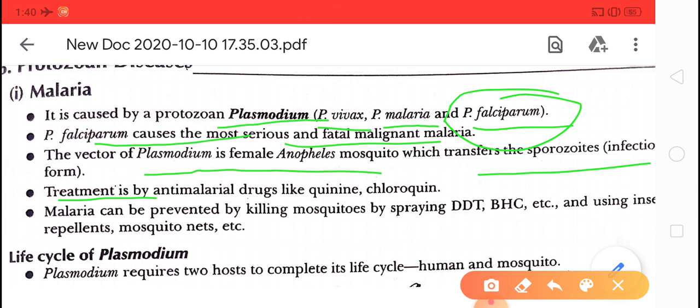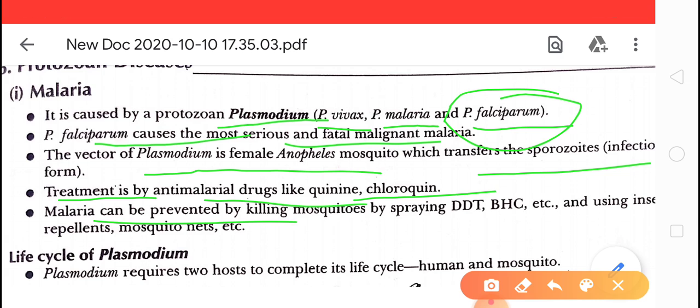Treatment of malaria is done by anti-malarial drugs, that is quinine and chloroquine. Okay, chloroquine is the drug that was suggested by Donald Trump to give to corona patients in the United States of America, but WHO rejected this opinion of Donald Trump. So basically the chloroquine drug is used for the treatment of malaria.